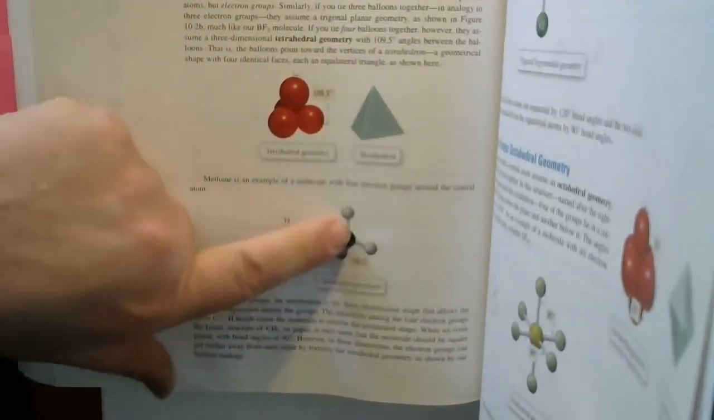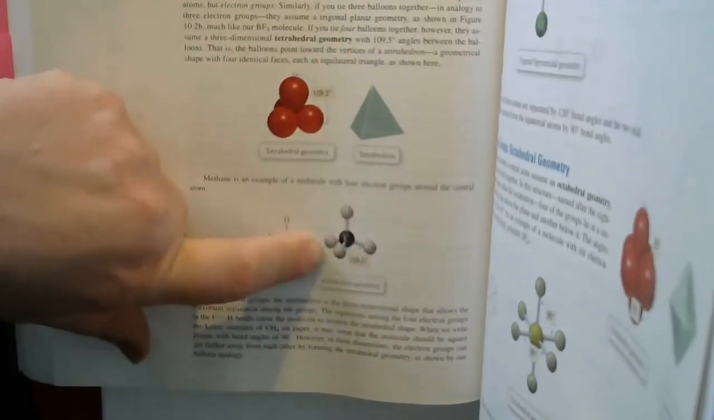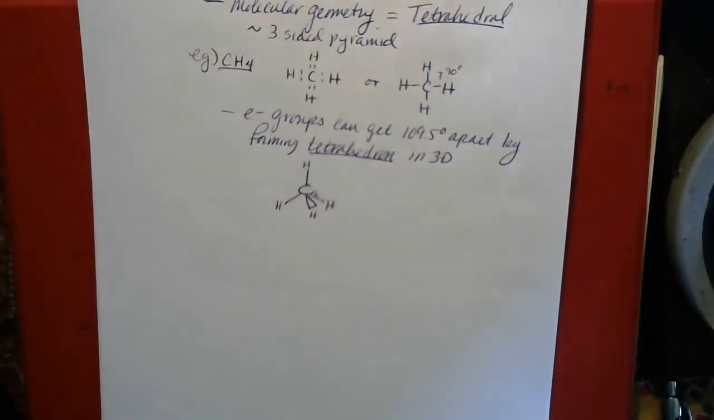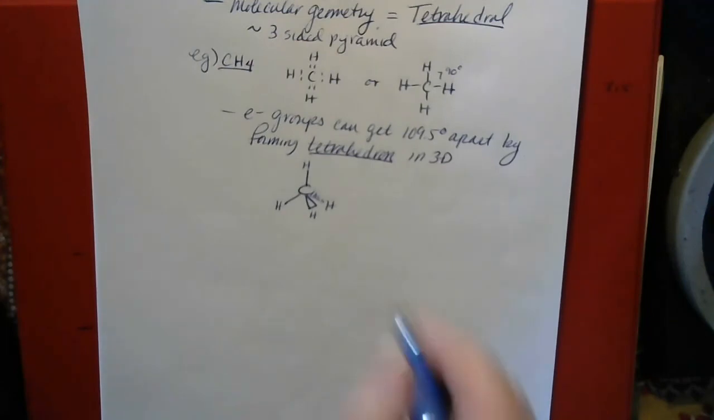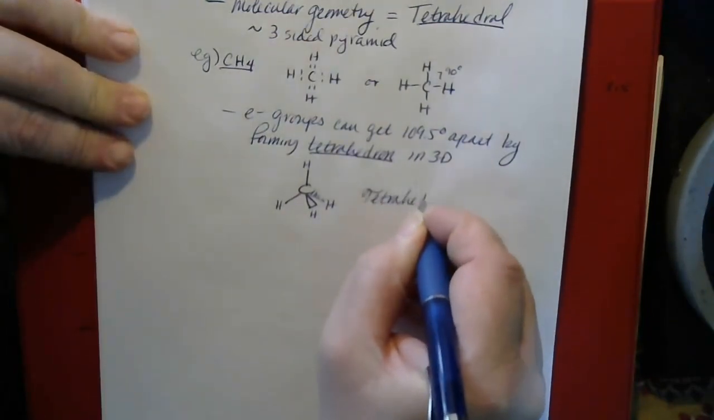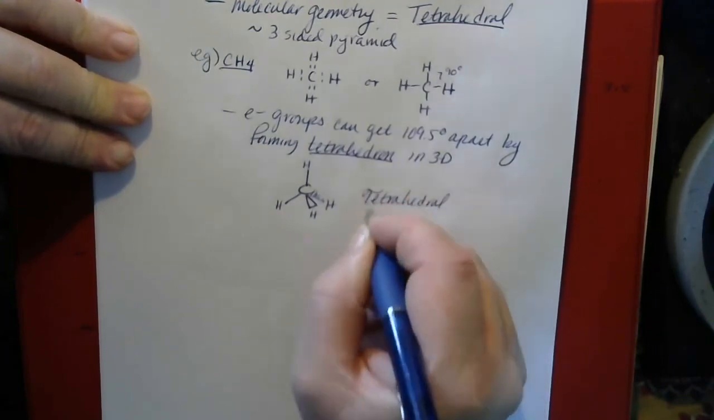And then here's the Lewis structure, and here's the representation of the 3D structure. Okay, so that's tetrahedron, or tetrahedral.